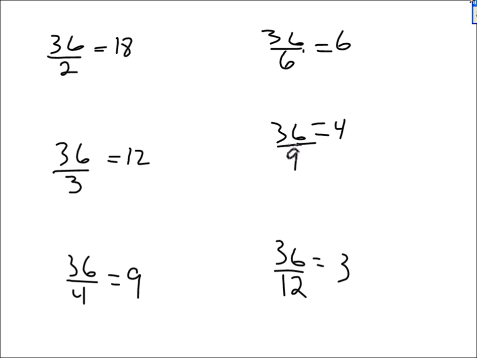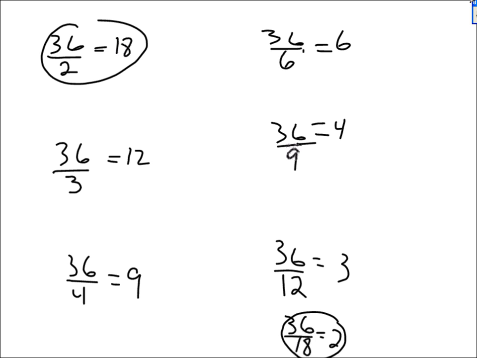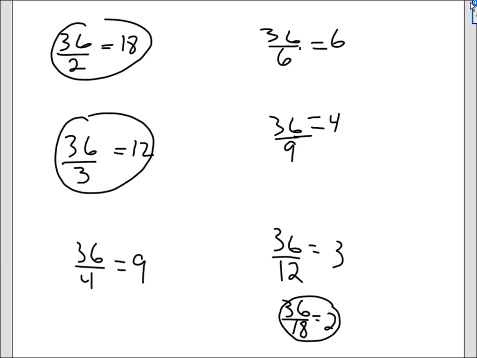36 divided by 2 is 18. You know what? 36 divided by 18 is 2. 36 divided by 3 is 12. I know it. Just 3 times 12 is 36. But you know what? If I switch those numbers, it's another equality.